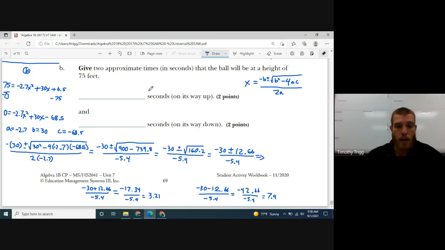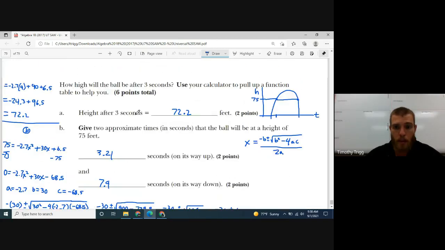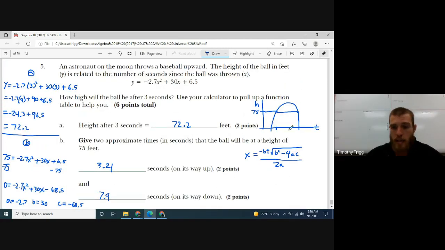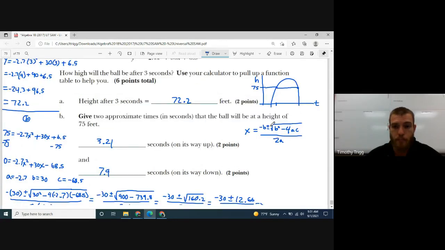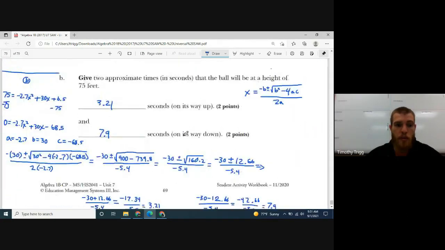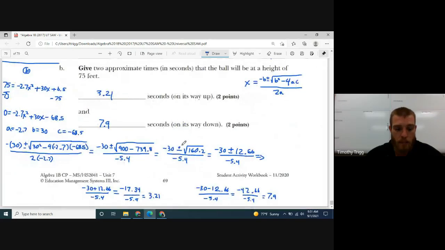All right, so the first time it reaches that height is after 3.21 seconds. And the second time it reaches that height is after 7.9 seconds. So on its way up, it takes 3.21 seconds, and then it has a height of 75. And then back on its way down, after 7.9 seconds, it has that height again, 75. Okay, that last one was pretty tough. Okay, but hopefully you were able to get through it.